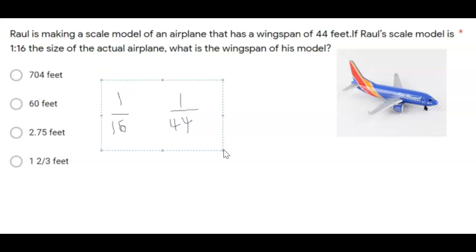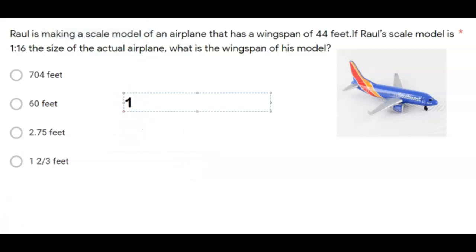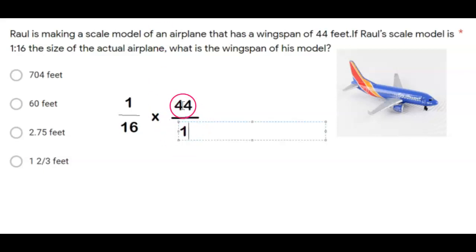So I think I actually wrote that wrong. One second, let me get rid of this. It should actually be 1/16 like we said. So 1/16 times the 44, which becomes 44/1, right? Because 44 is a whole number. When you turn it into a fraction, it becomes over 1. And then when you multiply across, you get 44/16, which is the same as 44 divided by 16. So when you do that, you should get your answer.